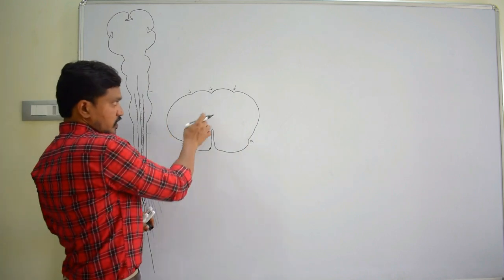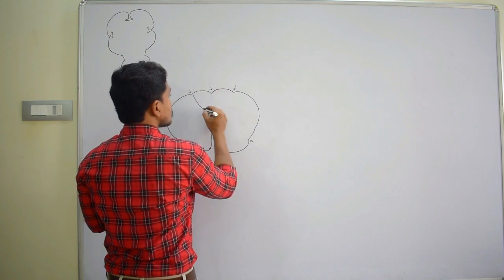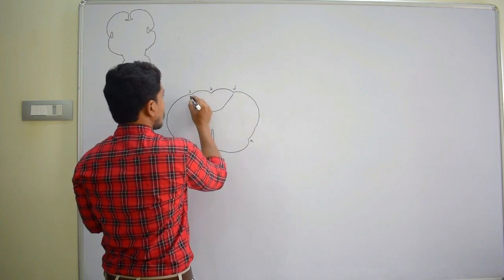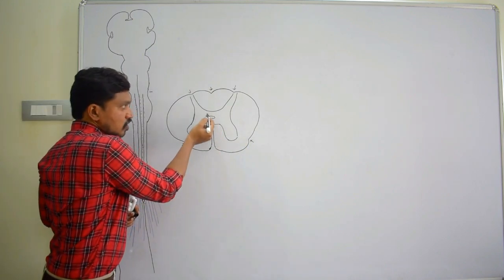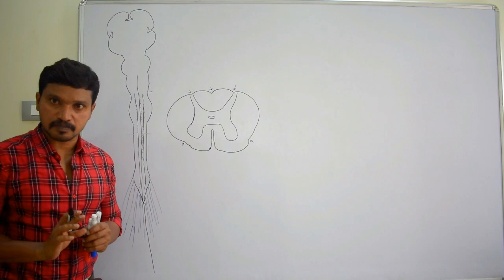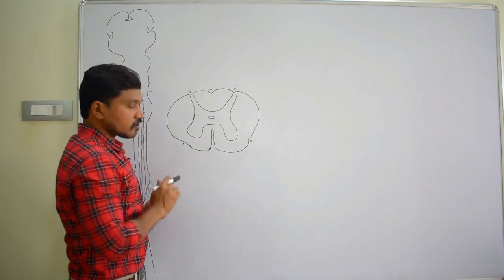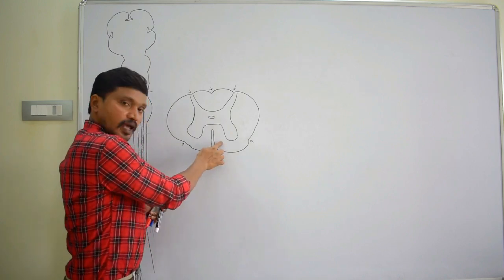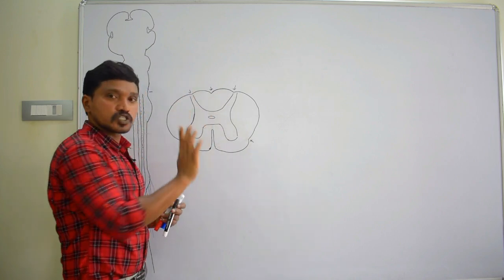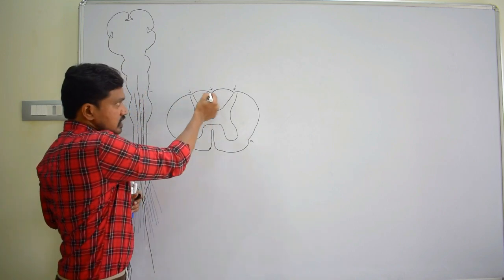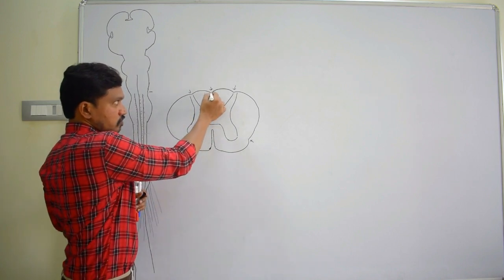This is the outline. Then if you observe in the central part, you can see the grey matter. This grey matter is like the wings of a butterfly, otherwise H-shaped. And in the center of the grey matter, you can see a canal here. This canal is called the central canal. So the central part is grey matter and the peripheral part is white matter. This white matter is further divided into the anterior part, anterior white funiculus, the lateral part, lateral white funiculus, and the posterior part, posterior white funiculus. Because of this sulcus and this posterior median septum, here a septum will be there, the posterior median septum.